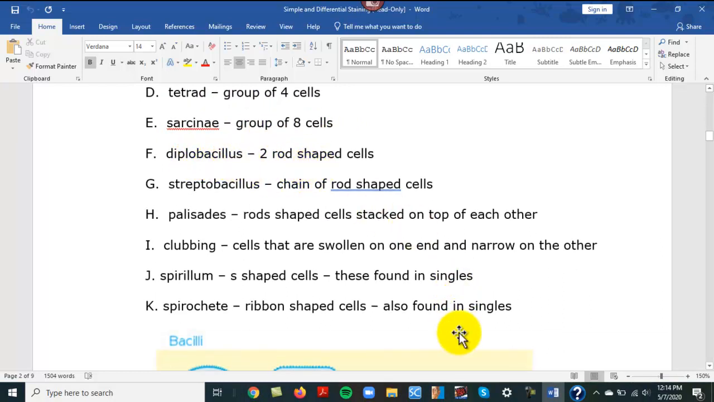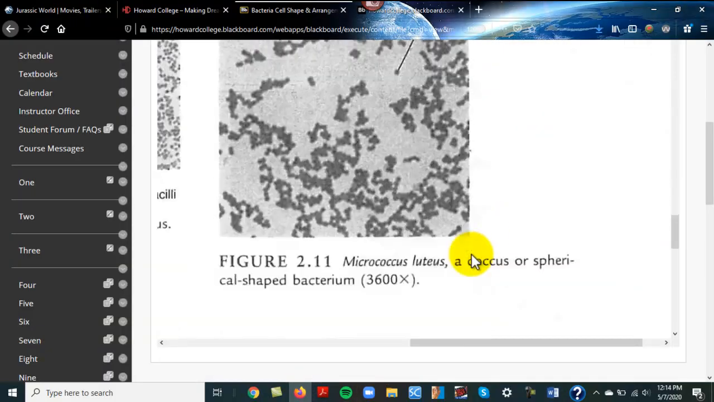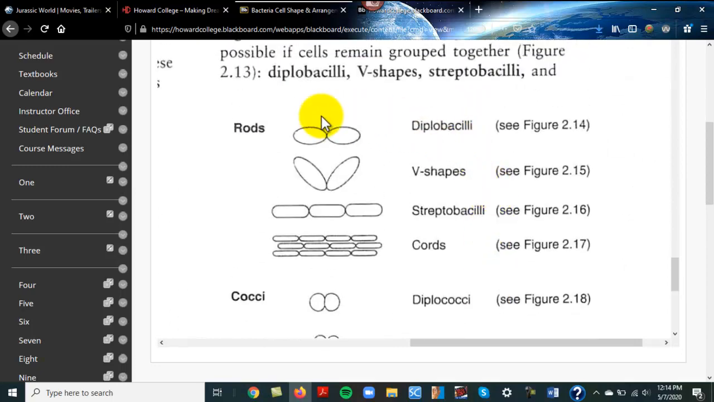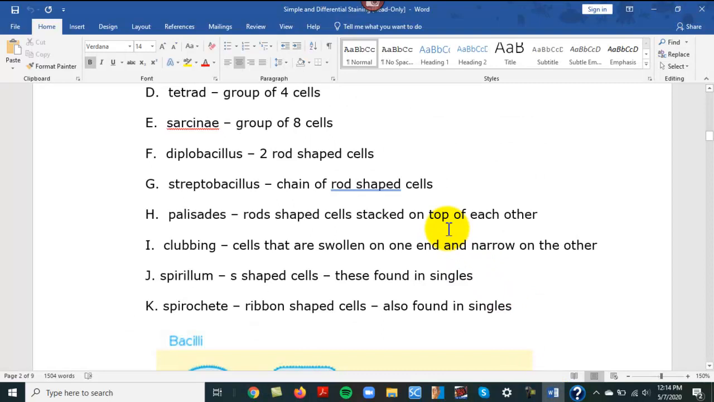Diplobacillus, two rod-shaped cells. So if we go back, I think I have it pulled up still. I didn't show you those. Okay, there's Diplobacilli, two rods. V-shaped, you don't see that very much. Streptobacilli is this. There's one called palisades, which is sort of like that. It's uneven stacking of rod-shaped cells, but it's an arrangement.